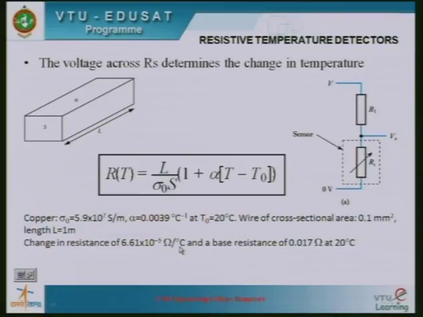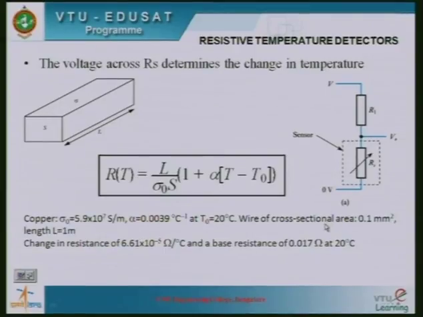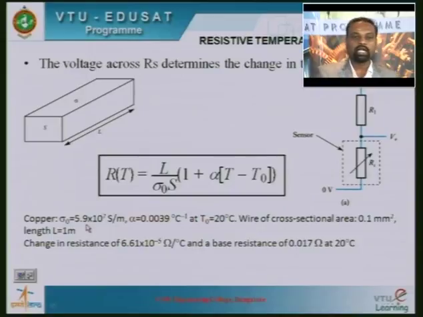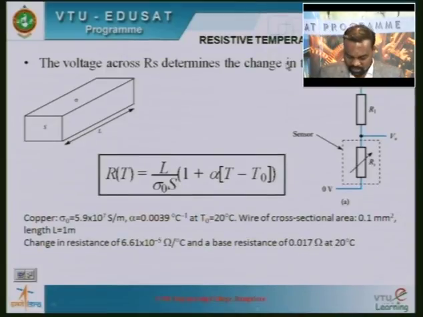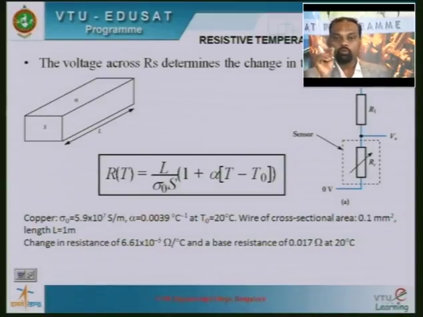So what happens is, because sigma naught, alpha, all of them are constant and they are known to us, plus the area of cross section plus length, all of them are known to us, whenever the temperature of the copper wire changes by 1 degree, the resistance of the device changes by 6.61 × 10^-5 ohms per degree centigrade, and that is the significance of your resistance temperature detectors. So now let us see how we are going to use this to measure temperature. Okay? So what is happening here?